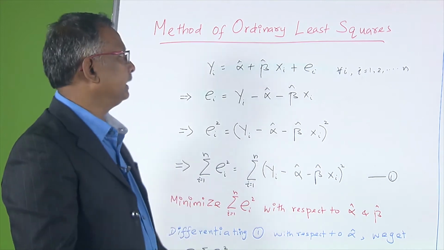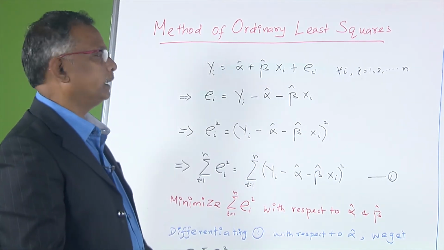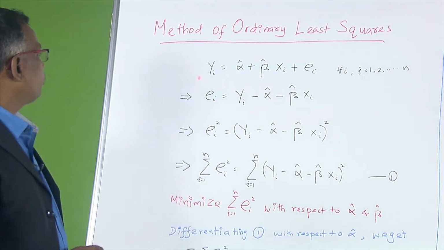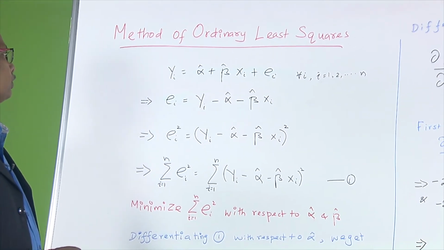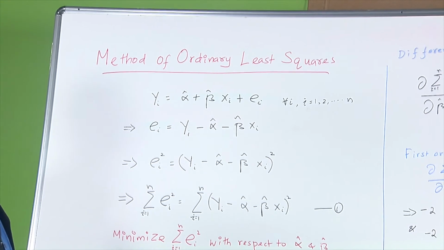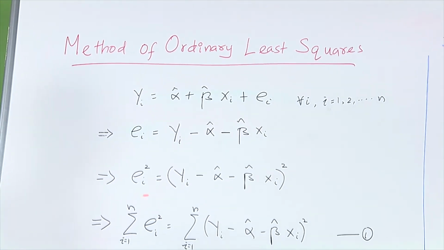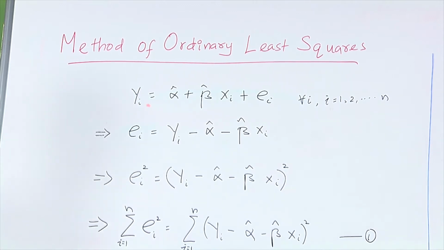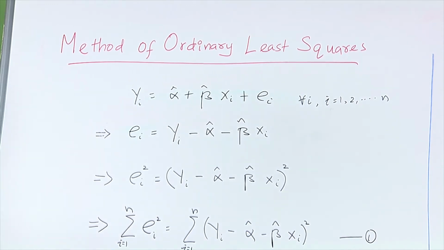Now let us explain the method of ordinary least squares. In this I am going to describe one sample regression function, and based on this sample regression function I am going to define the error term. Then I am going to minimize this error term to get the estimators alpha hat and beta hat. So this is the sample regression function, and I derive the error term from it: ei is equal to yi minus alpha hat minus beta hat xi.